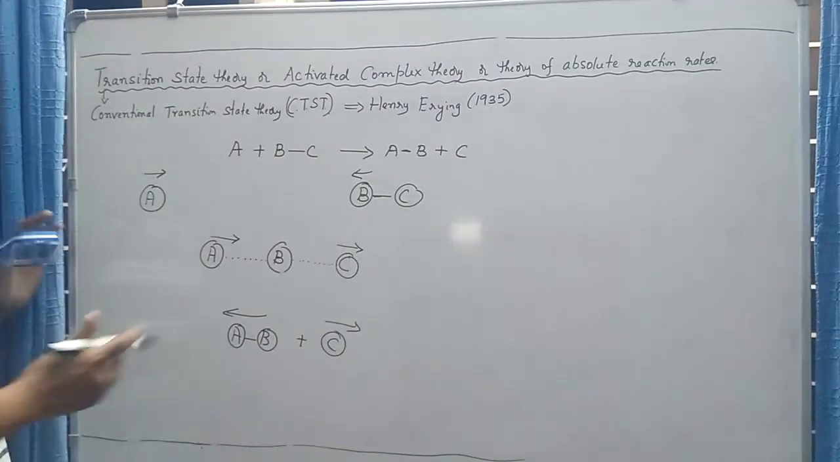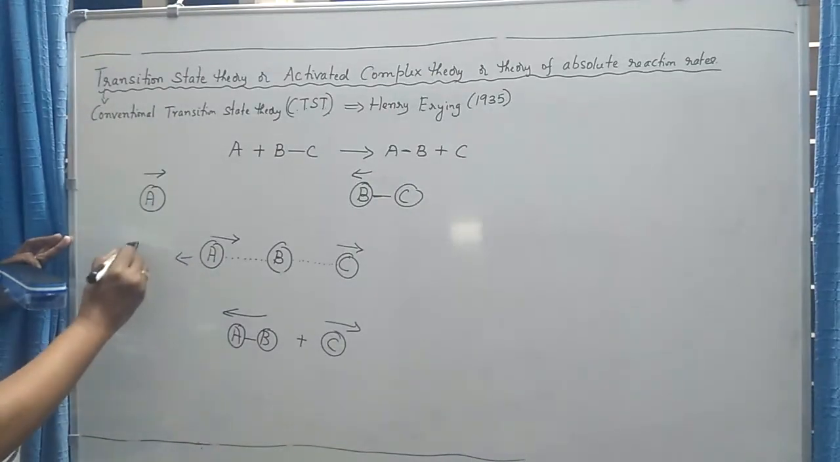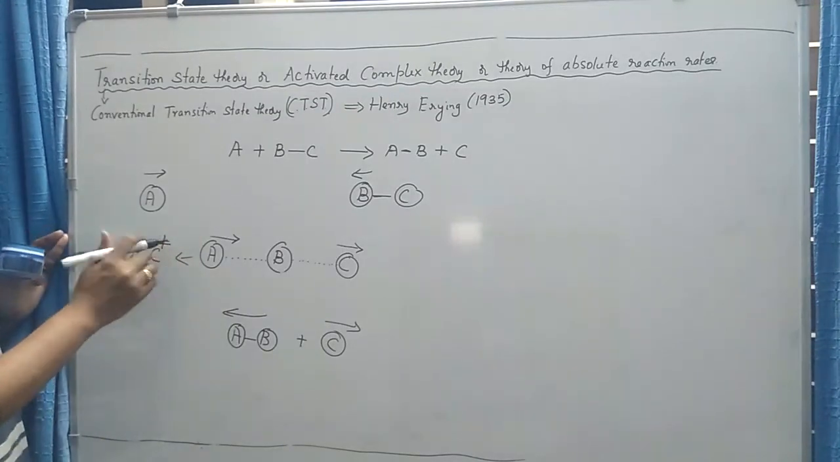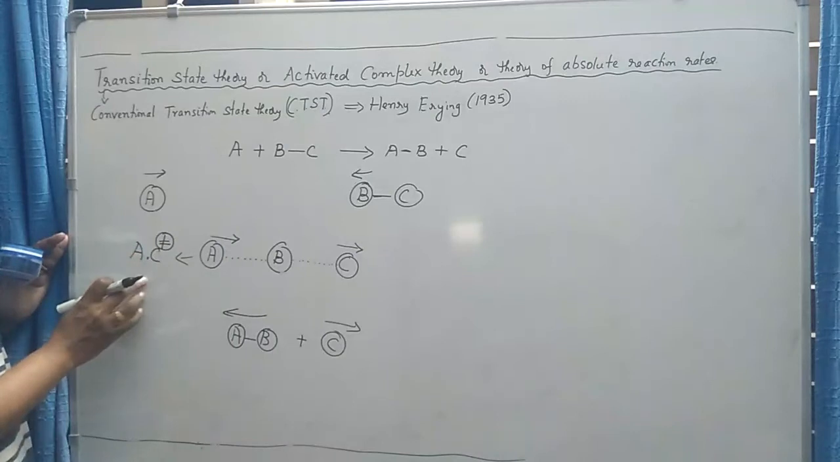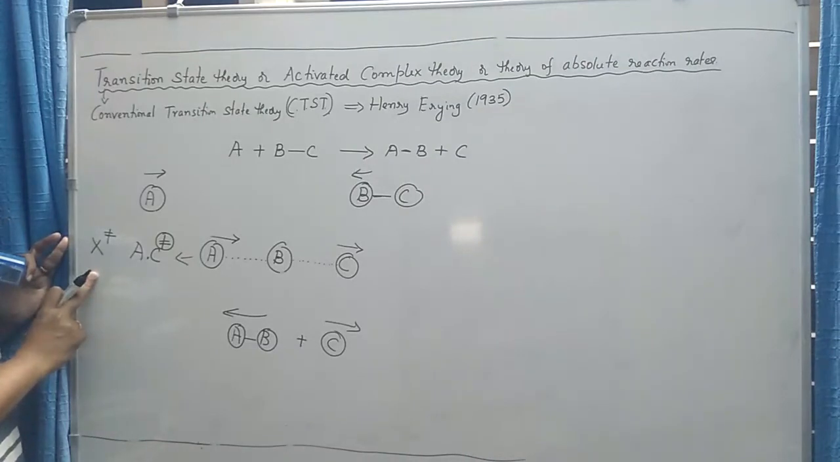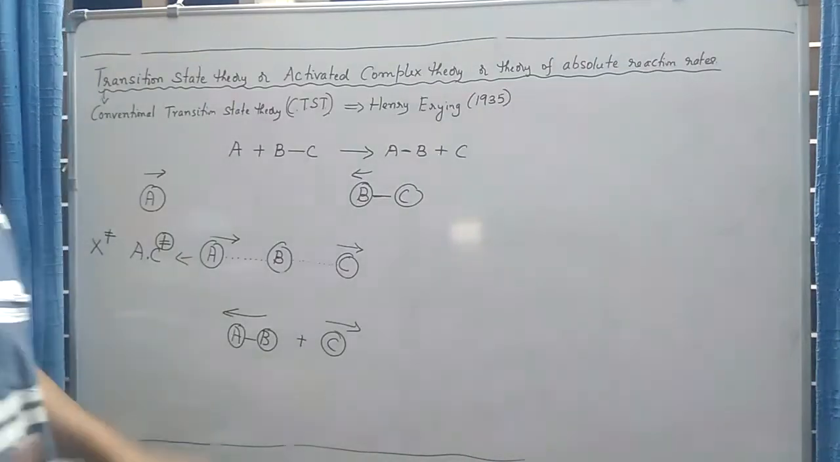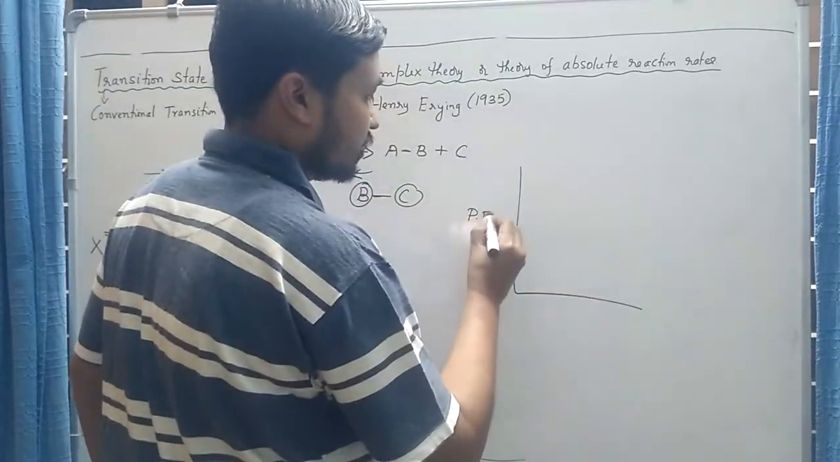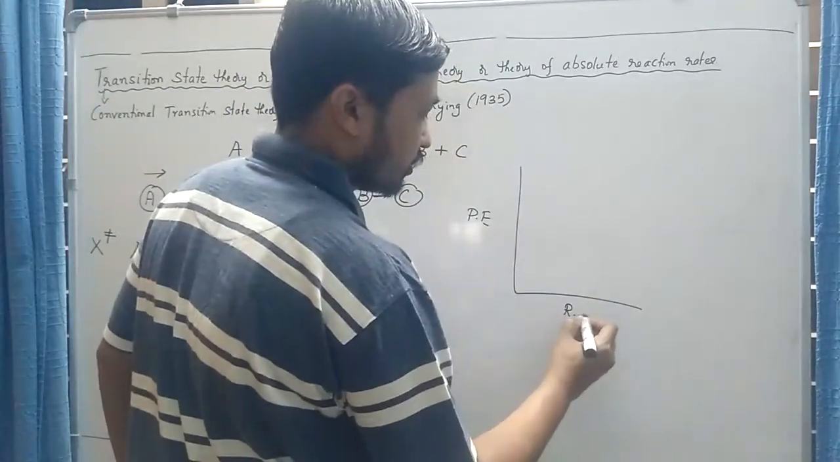So this species is nothing but the activated complex. It is generally represented by the symbol double dagger. Whenever I use this symbol, it means it is the activated complex. Sometimes we use the symbol X double dagger to represent the activated complex. So let me again go over the potential energy diagram for this reaction, potential energy versus reaction coordinate.